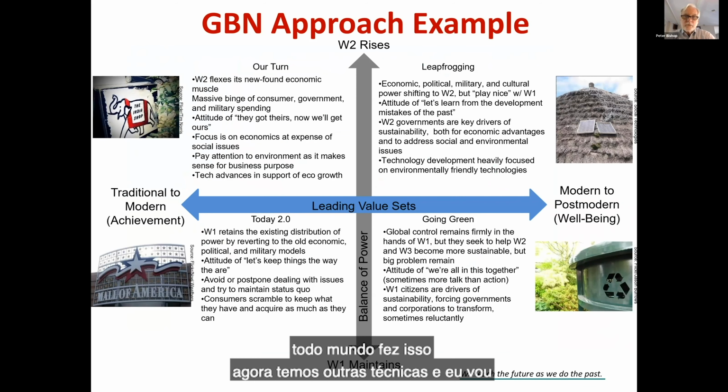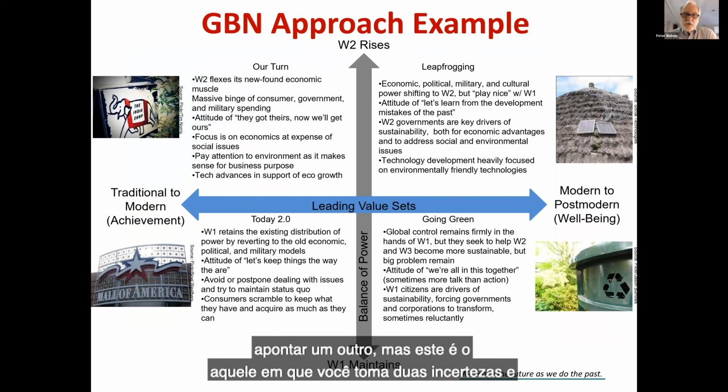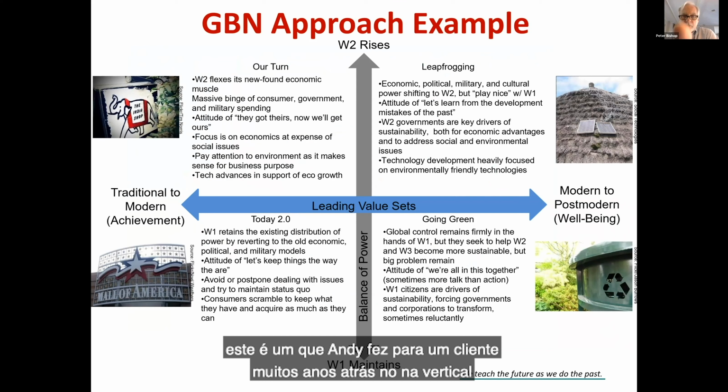We now have other techniques, and I'll point out one other one. This is the one where you take two uncertainties, and this is one that Andy did for a client many years ago. In the vertical axis, it's who is in charge of the world. W1 are the currently developed countries, and W2 are the rising countries like China and Brazil, and countries like that. Who is the dominant power?